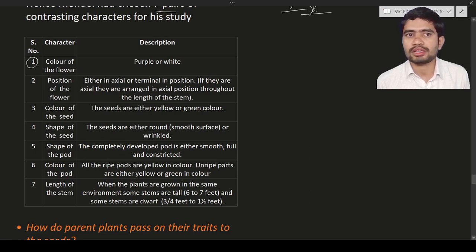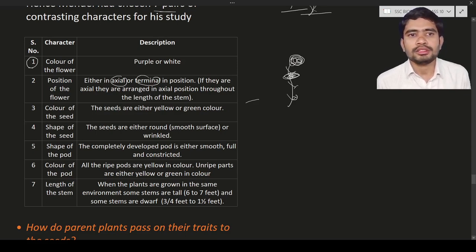Next, the position of the flower, where the flower is present. Let us consider this is a plant, and the flower may be present on the top, in the middle, or at the bottom. In this case, the flower is mainly seen in two positions, axial or terminal. Axial means in between; here the flower is present in between. Terminal means on the top. So this is the axial and terminal position of the flower.